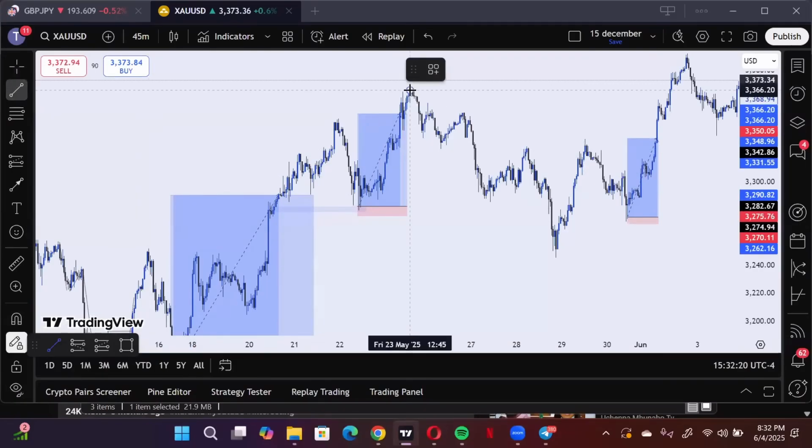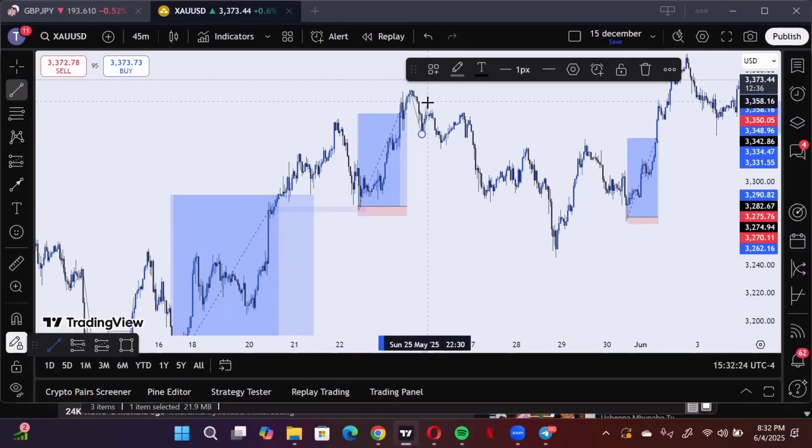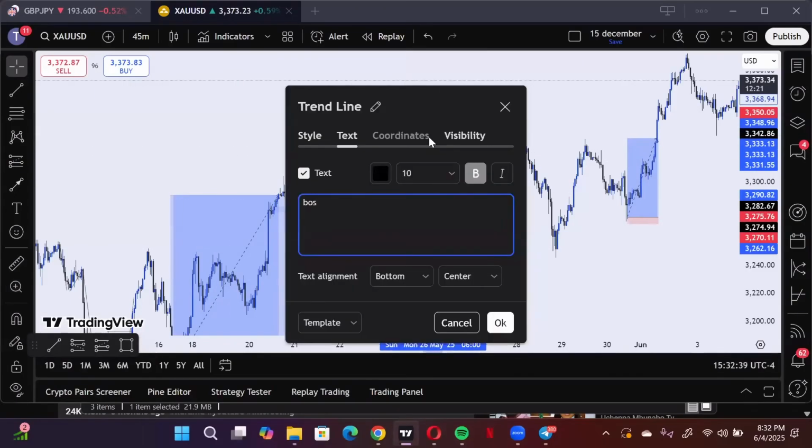Now, an example of break of structure is this. We have lower highs, we have lower lows. The market came back again to make another lower high. This last low in the market is a key level. So when price comes here and takes out that low, then this is what a break of structure is here. So this zone that market just took out, this low, is what your break of structure is.